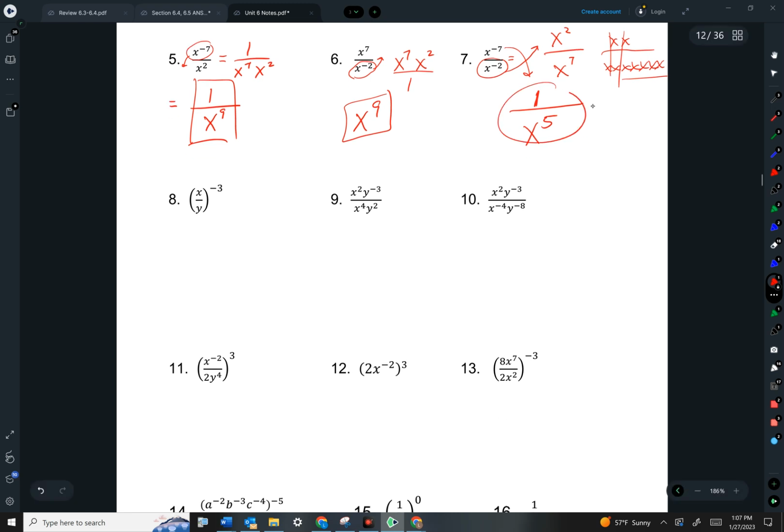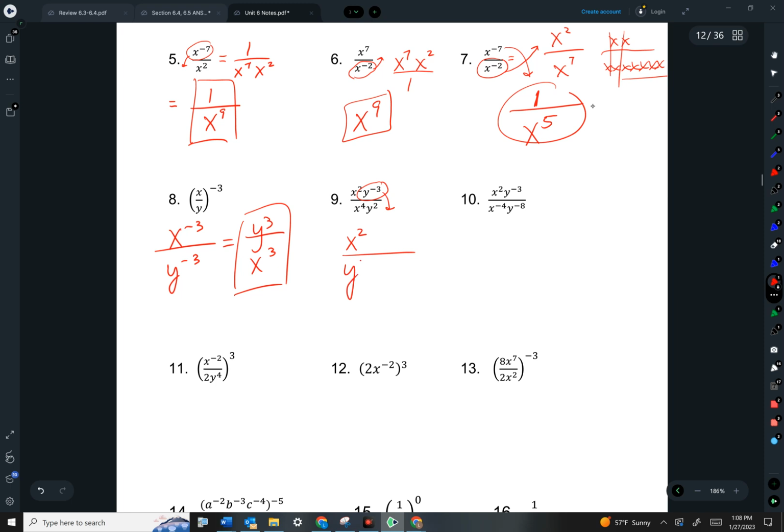Okay. On number 8, so the negative 3 applies to the top, and it also applies to the bottom. And now, in order to make them be positive exponents, the y is going to have to go to the top, and the x is going to have to go to the bottom. Okay, number 9. Well, the way it is right now, the x squared up there is fine, but I can't leave that y to the negative 3. I need to move it.